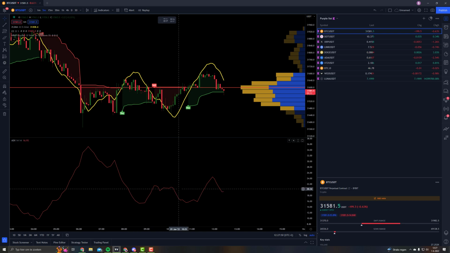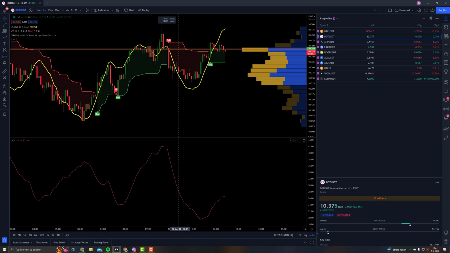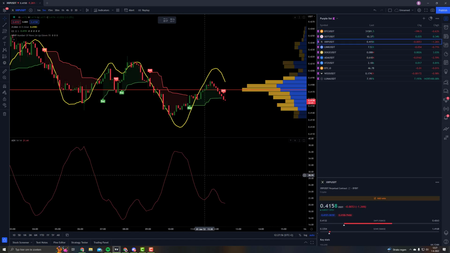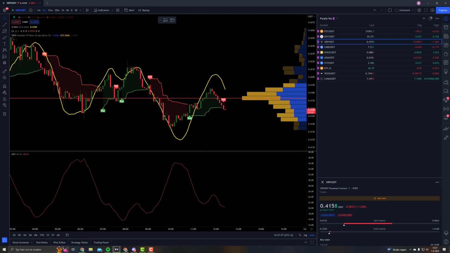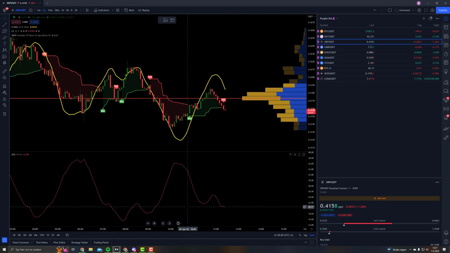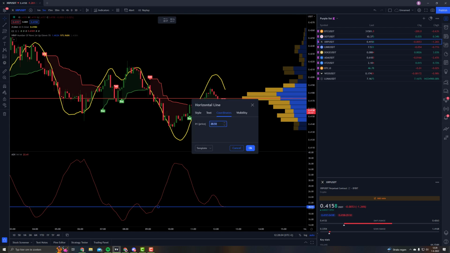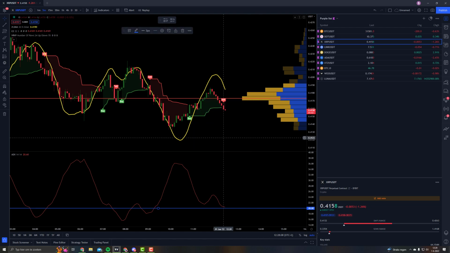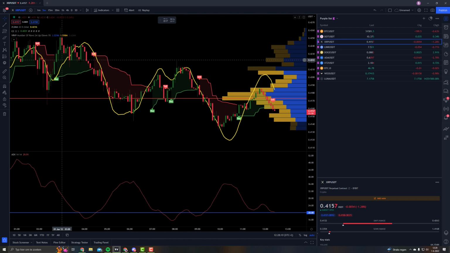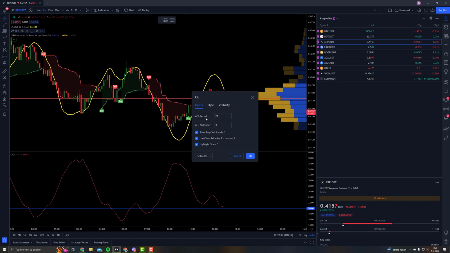On the ADX it's all going to be default. We're going to place a horizontal line on the 20 level. Just press Alt H. If you double press it, you can set it to exactly 20 if you want. Like that.